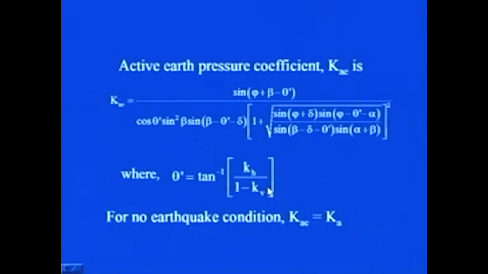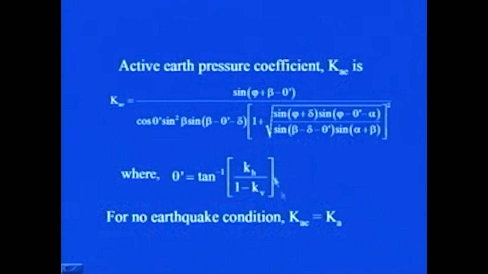Now let us see what happens if I put the no earthquake condition in this expression. For no earthquake condition, this theta will not be there. So, if you compare with the earlier expression, as I already discussed, KAE will become equal to KA.